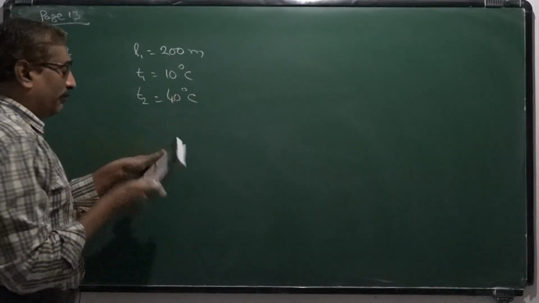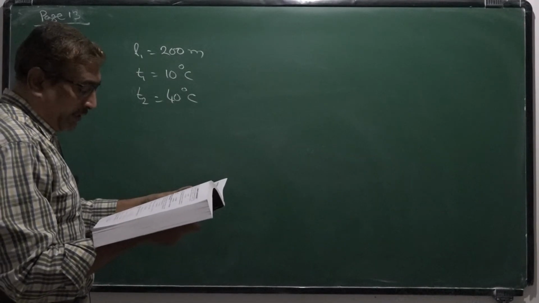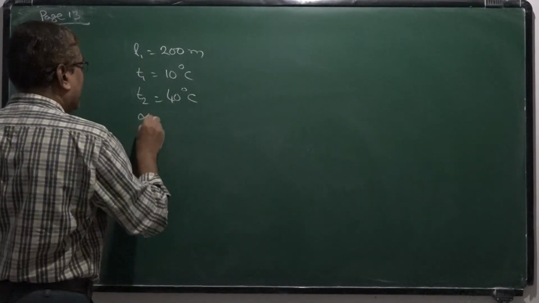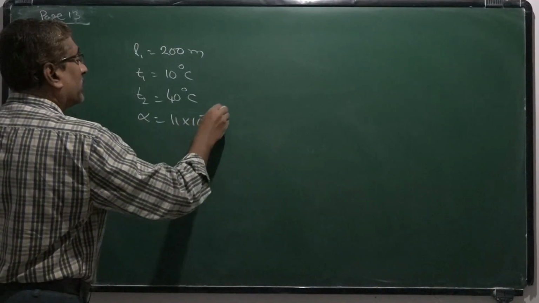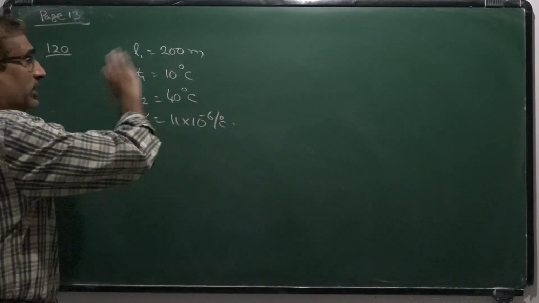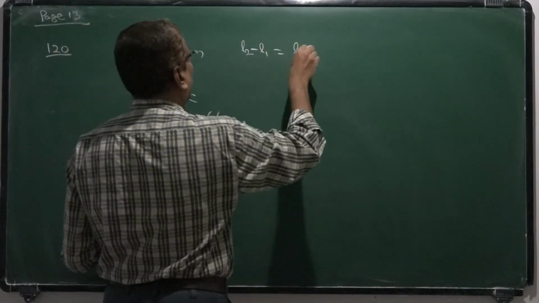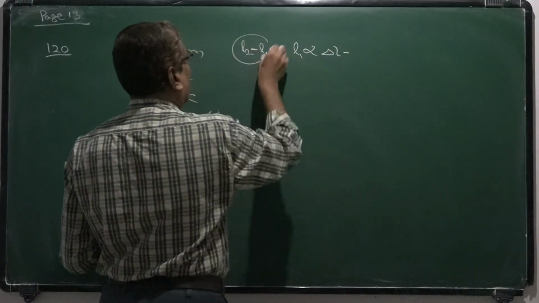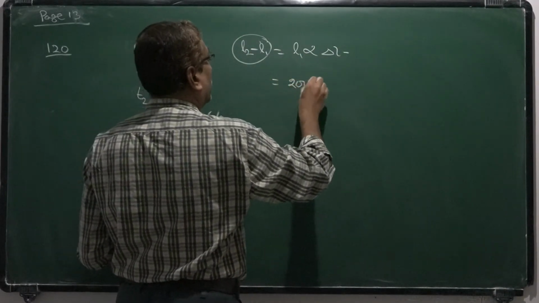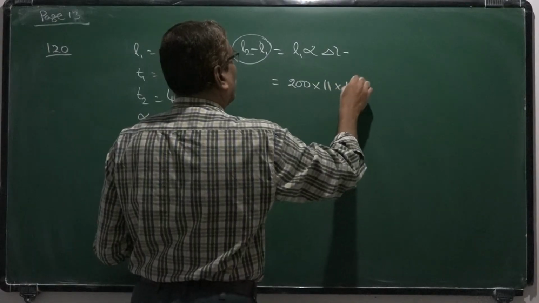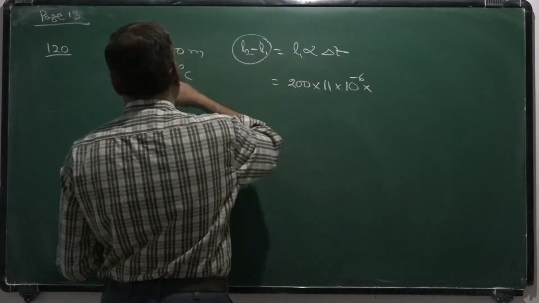So initial length of the bridge is 200 meter and initial temperature is 10 degrees centigrade and final temperature is 40 degrees centigrade, and the linear coefficient of that particular material of the bridge is 11 into 10 power minus 6 per degree centigrade. So you have to calculate the change in length during summer to winter. That means you have to calculate L2 minus L1, that is L1 alpha delta T. So that is equal to 200 meter, 11 into 10 power minus 6, into change in temperature is 30.